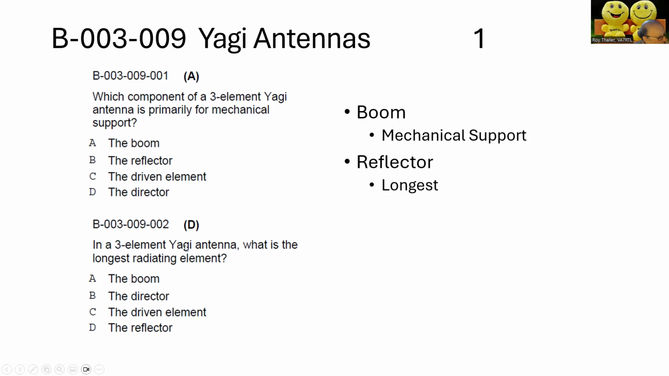In the three-element Yagi, which is the longest radiating element? So that would be the reflector.